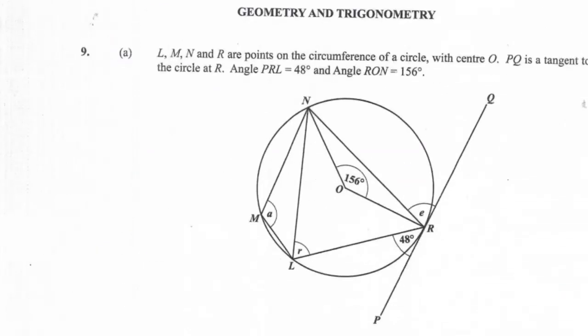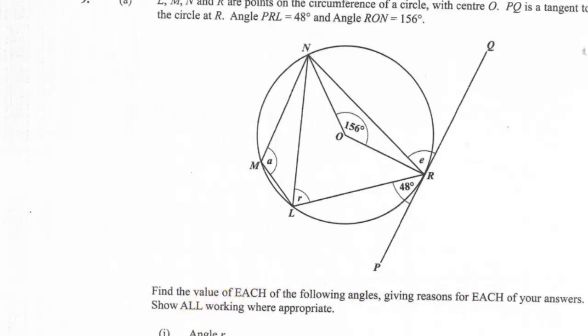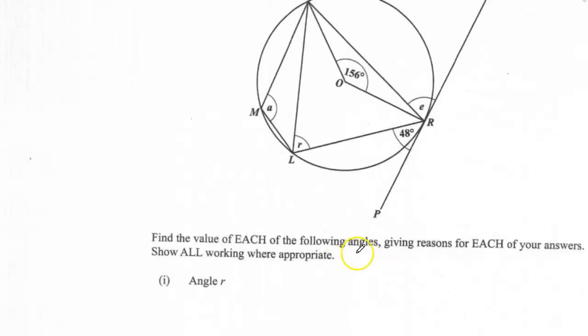Question 9 is on trigonometry, circle theorem. So L, M, N are points on the circumference of a circle with center O, here's the center. PQ is a tangent to the circle. Angle PRL here is 48 degrees. Angle RON, that's 156 degrees. We're asked now to find the value of each angle, giving reasons.